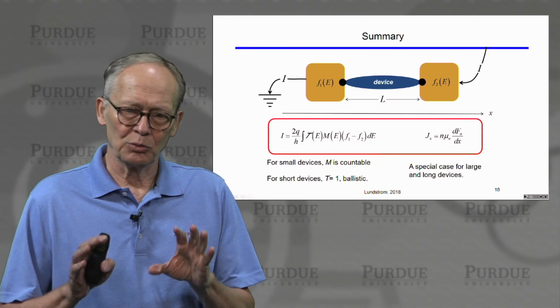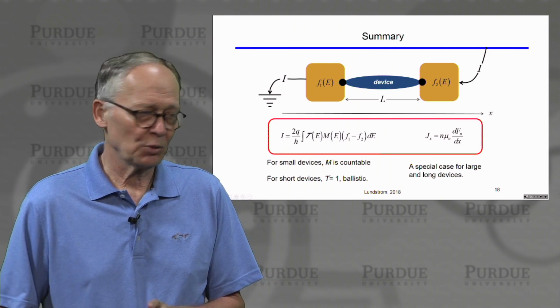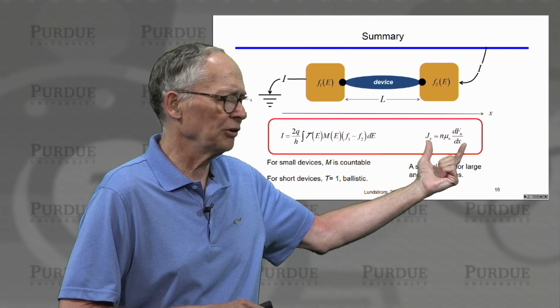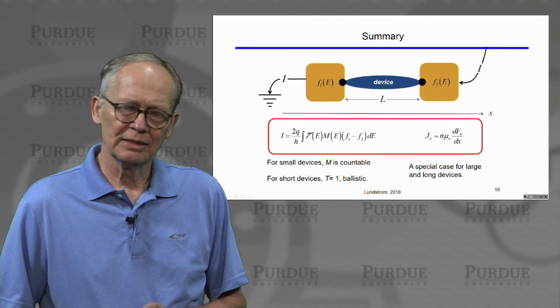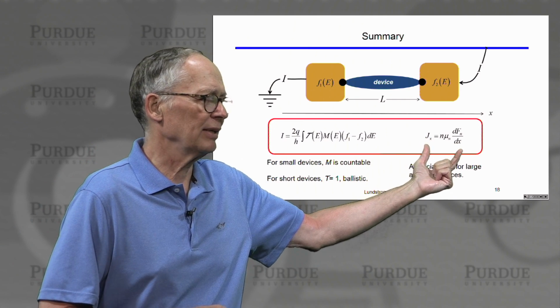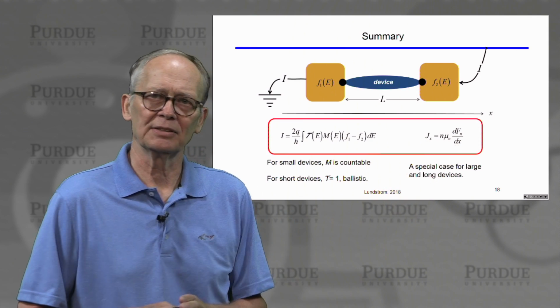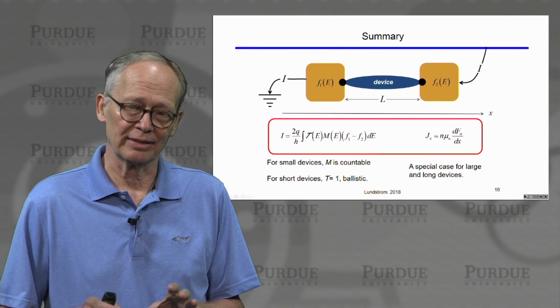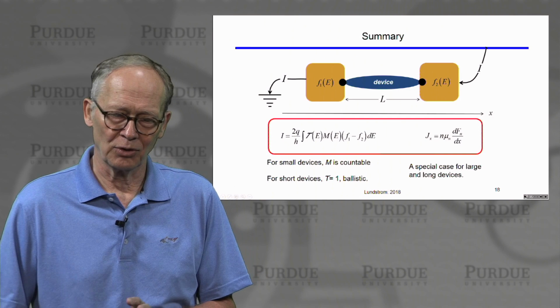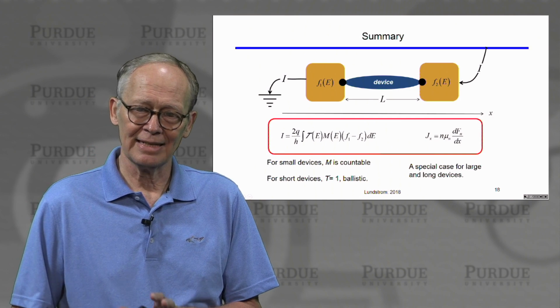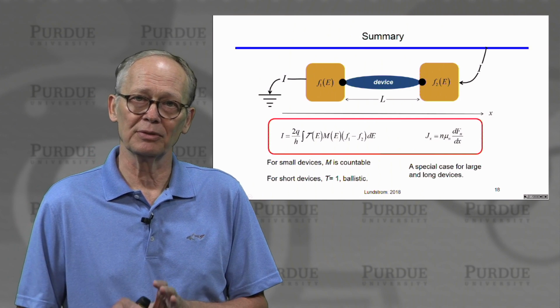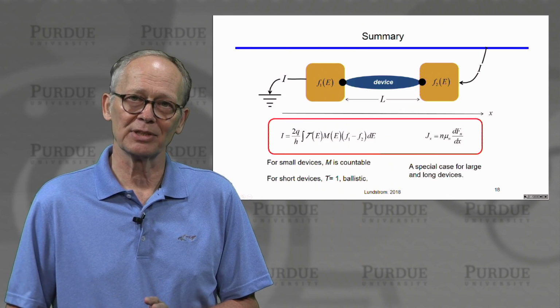Okay, so we have covered a lot of ground. We are now going to focus on bulk transport, and we will show that this equation can be rewritten in another way that is very common and is frankly often the starting point for work in semiconductor devices. The name of that equation is the drift diffusion equation, and that's the subject of the next lecture.